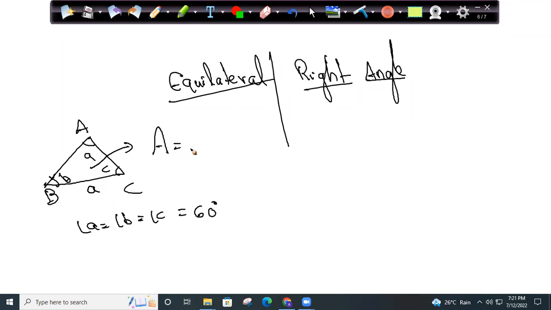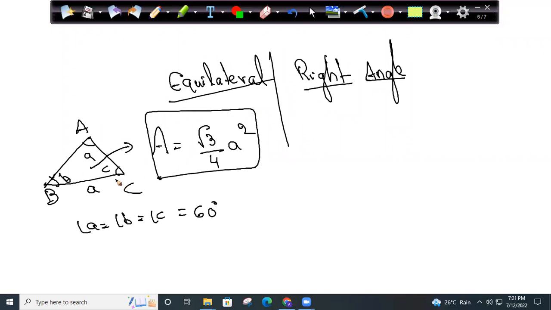The area of the equilateral triangle is given by √3/4 A square. If A is the side of an equilateral triangle, the area is given by √3/4 A square. And the height of the equilateral triangle is given by √3/2 times A. Most important. So the height is root 3 by 2 A, and the area is root 3 by 4 A square. That's it. Only these two things you need to know.